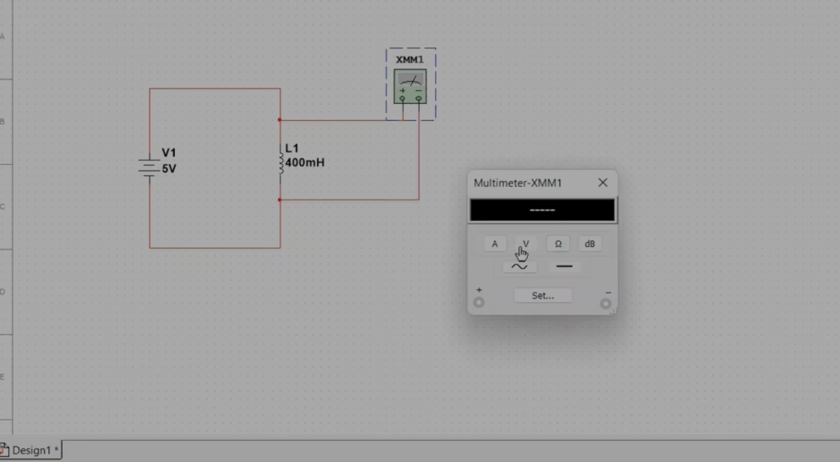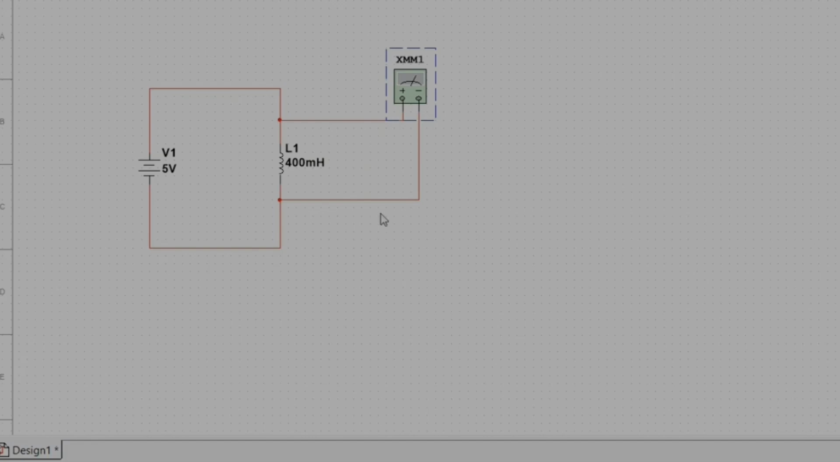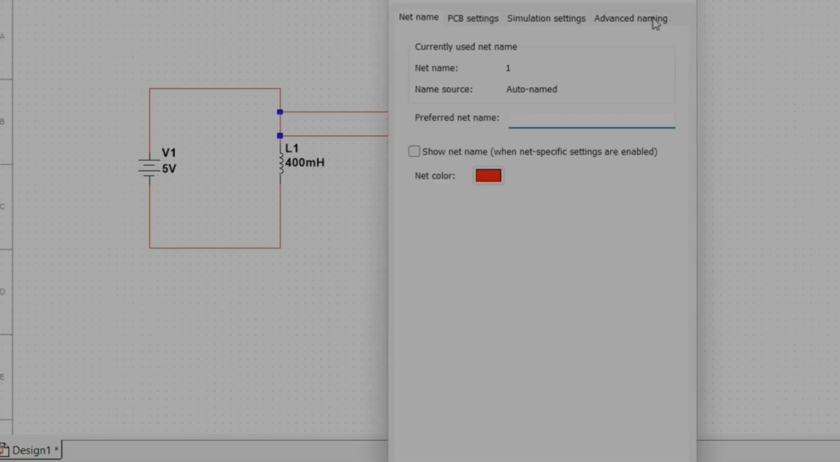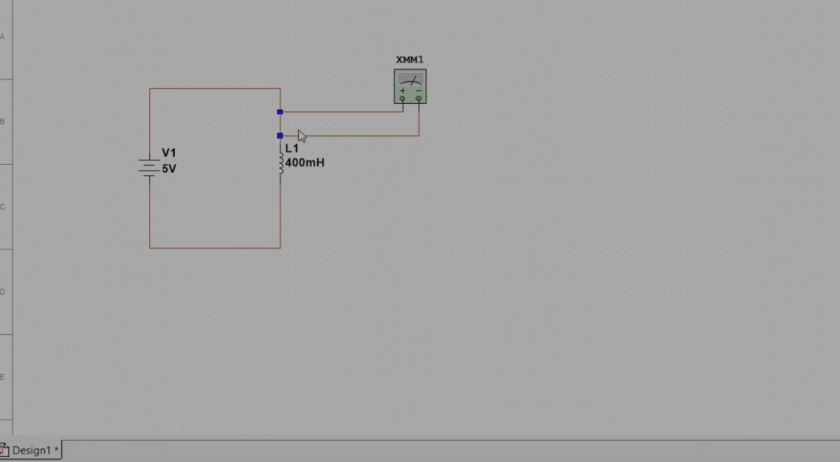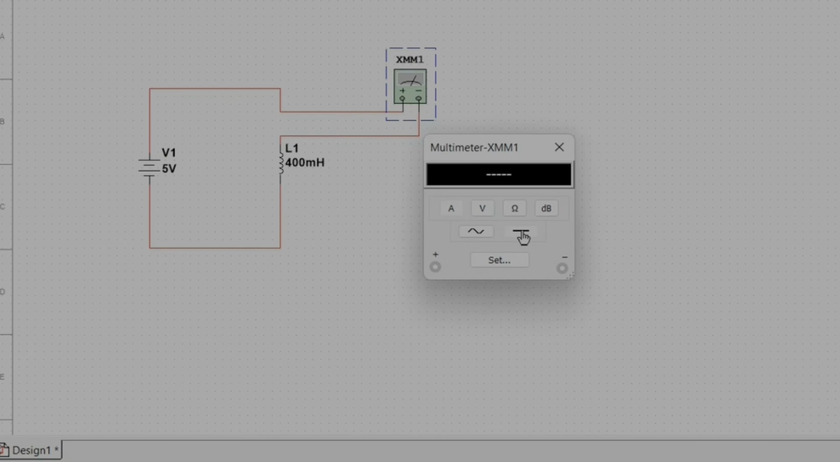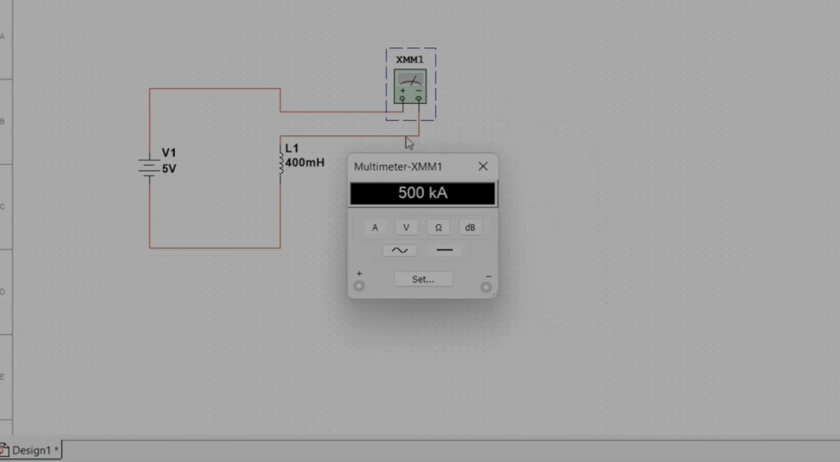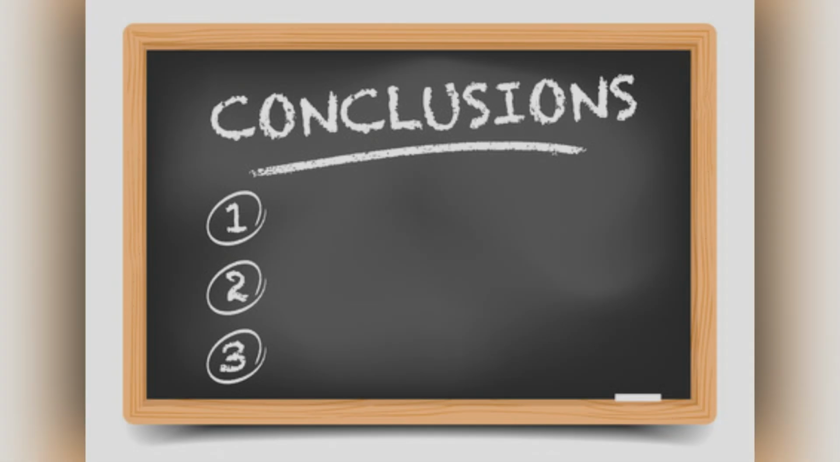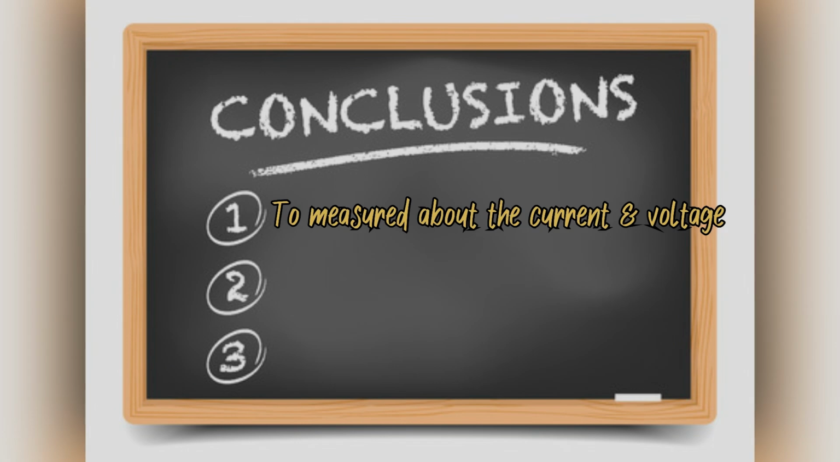And the last one, we move to the inductance circuit. We use 400 millihenry, and we got 5 volt. And then we measured the current across the inductor. And the current across the inductance is 500 kilo ampere.